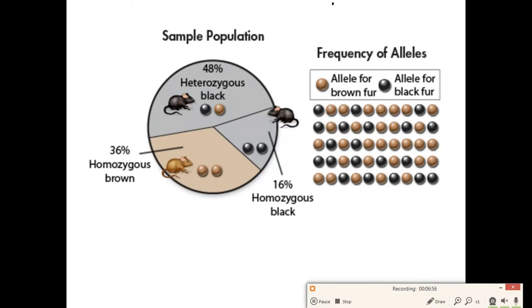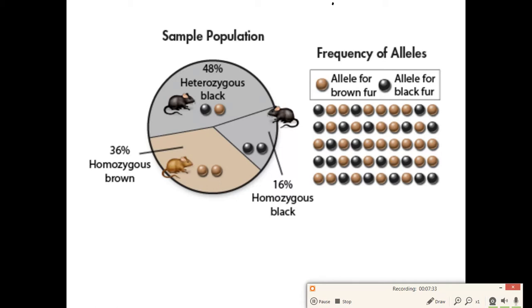So let's use an example here of these mice. Well, first of all, let's introduce the term gene pool. If this is the population, these black and brown dots represent all the alleles in that population. So that's what is called the gene pool. It's all the possible alleles. As you can see, most of the mice show the black phenotype, and only 36% show the brown phenotype. So this would be an example of a population.